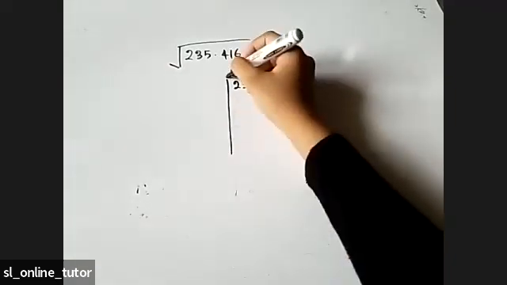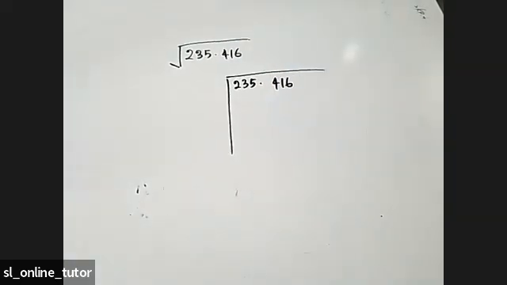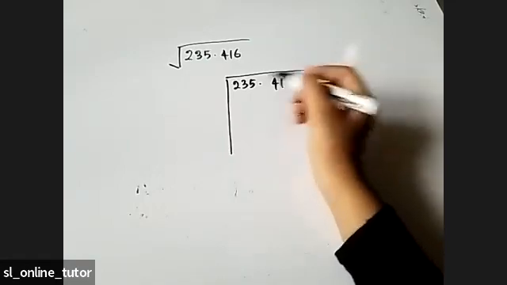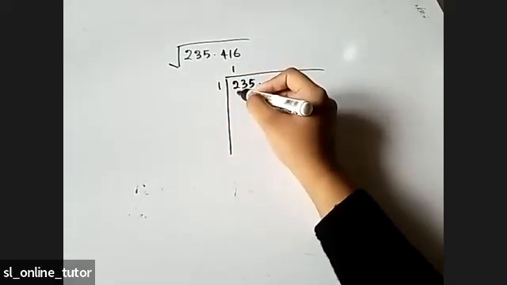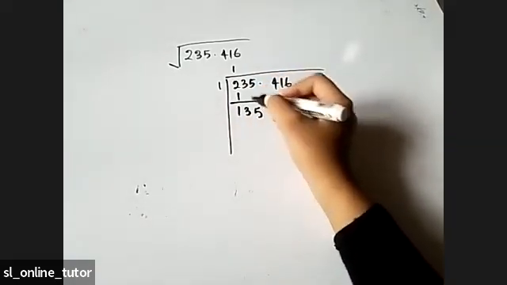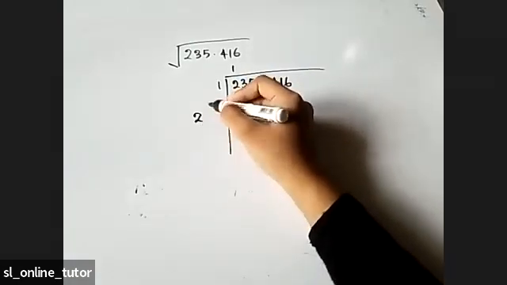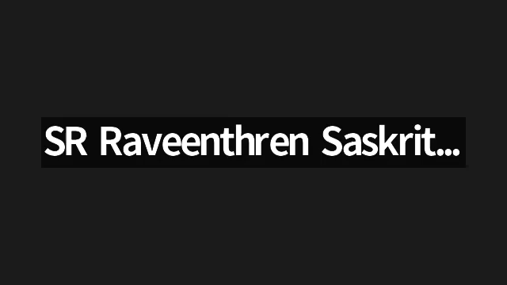The square root of 235.416. What is the set of numbers that you take first of all? Do we check for 2 or 235 whole? Only for 2. What is a perfect square? That is 1. 1 times 1 is 1. You subtract this one, you are getting 135. Now 1 into 2 is 2. A box here. What is a suitable number I can write down here? 5. Very good.